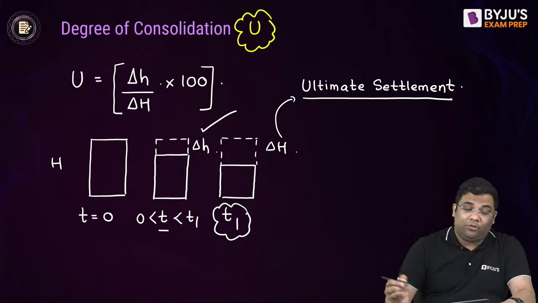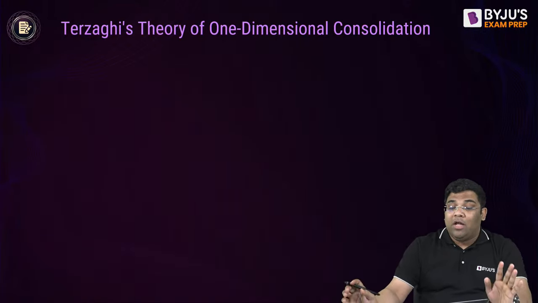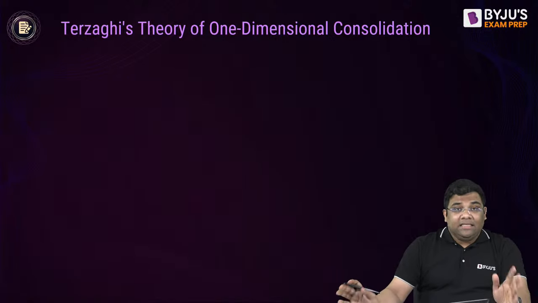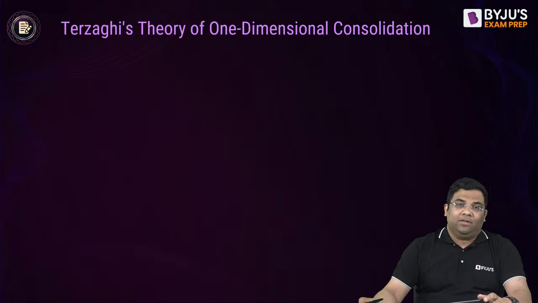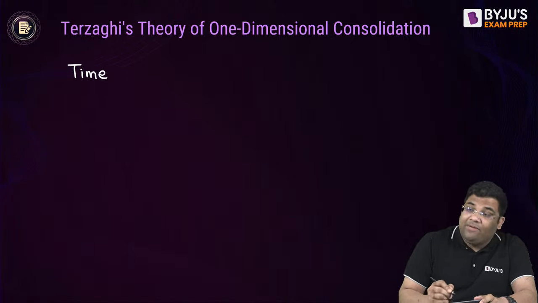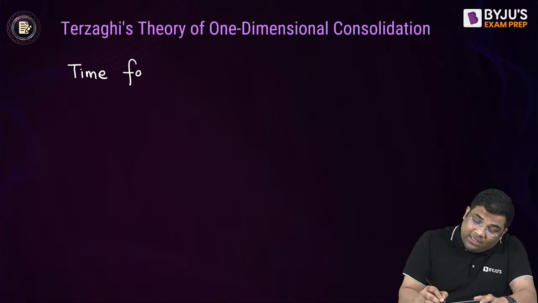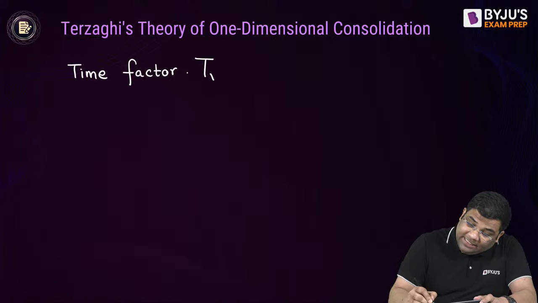Now I have solved a lot of questions on degree of consolidation in a particular video. You can go to this video and solve the questions. Let us go to the next formula. The next formula is about Terzaghi's theory of one-dimensional consolidation, right? As per Terzaghi's theory of one-dimensional consolidation, we find out the time taken for consolidation. So here we introduce a term known as the time factor. Now what is time factor? We call that as TV.